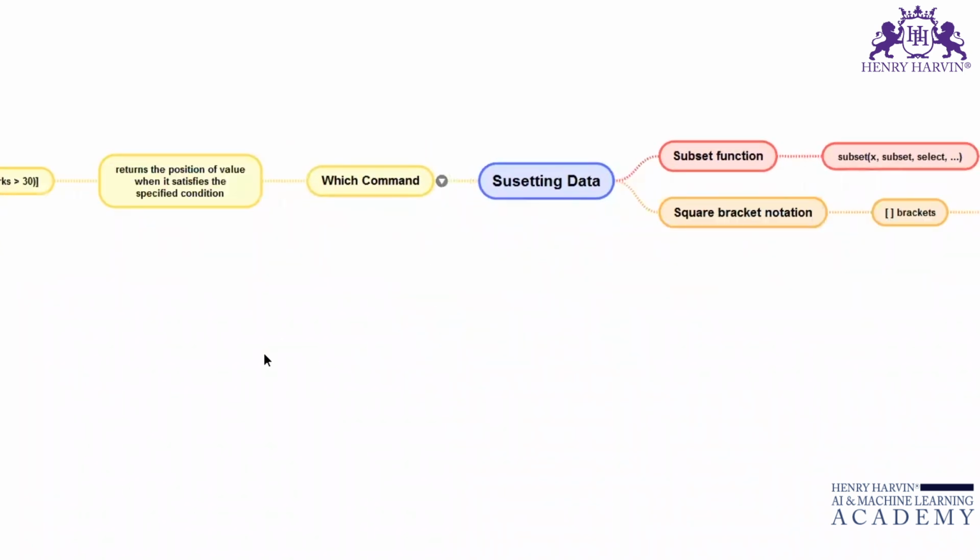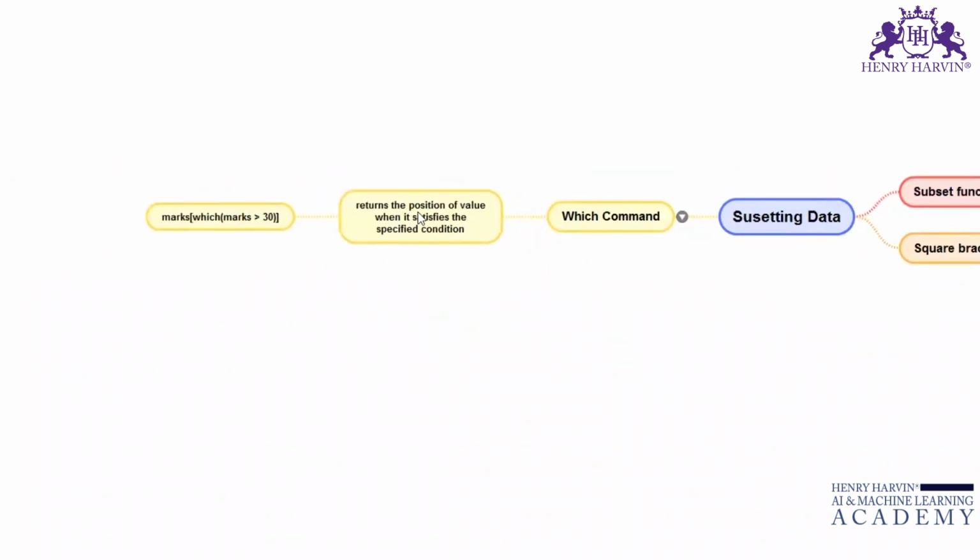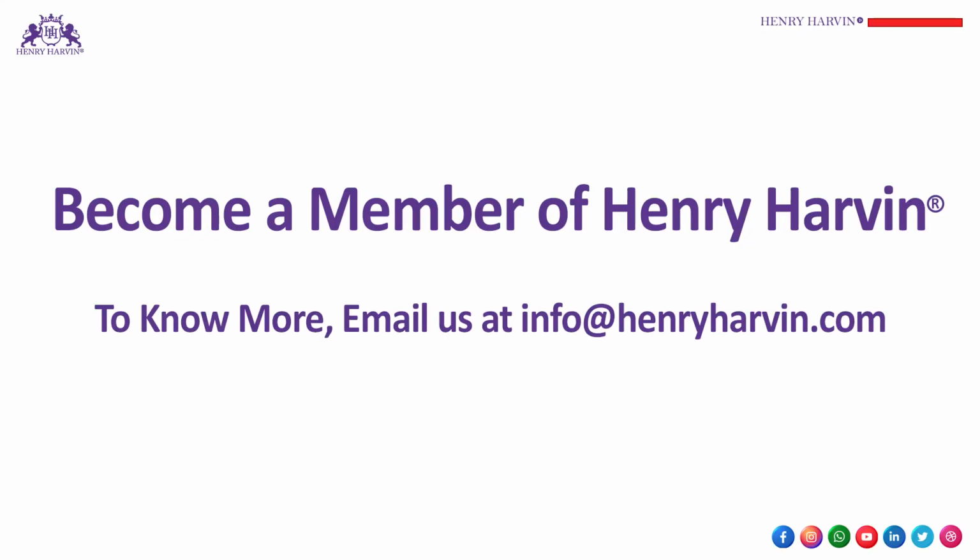The last one we used is the which command. The which command returns the position of the value when it satisfies the specified condition. And if you want to subset using that position number, you can always use square bracket notation with the dataset name. It will return you the values of that position.